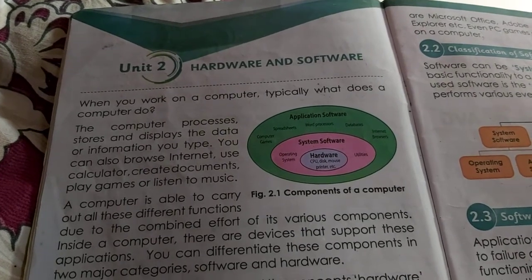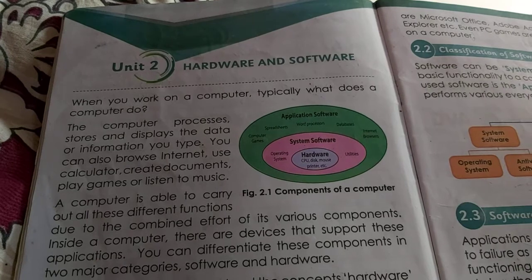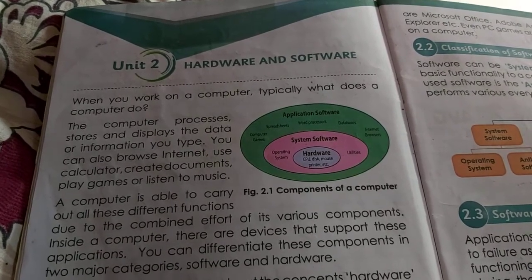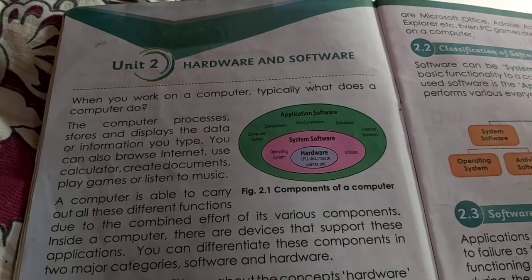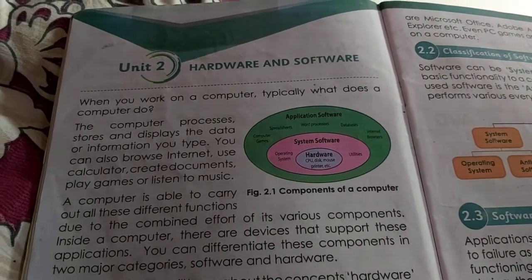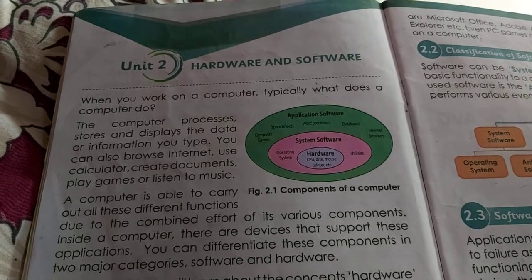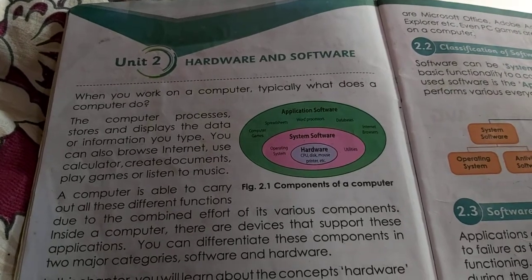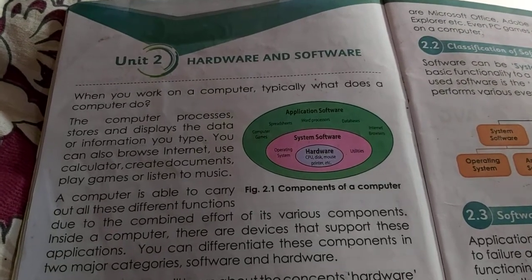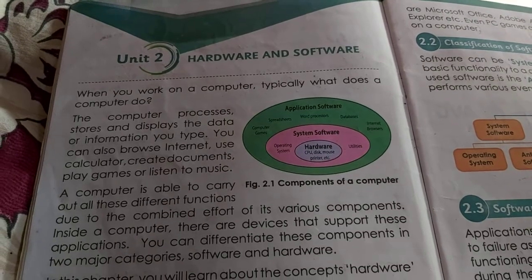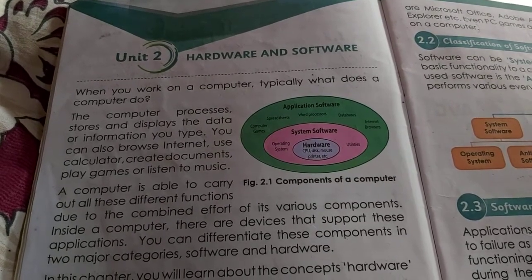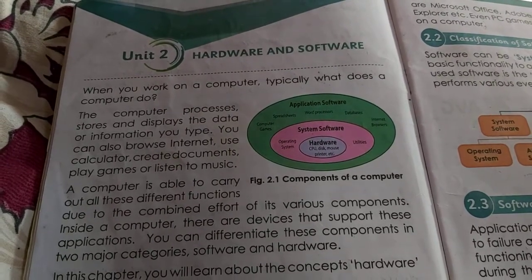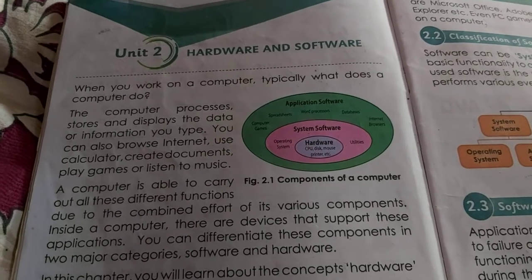On a computer, the computer processes, stores and displays the data and information you type. You type your name, and that name is displayed on the computer. You can also browse the internet, which means you open the internet and search for some information, and that information is also displayed on the computer. You use calculators to do addition, subtraction, multiplication. You create a document, play games or listen to music on a computer.